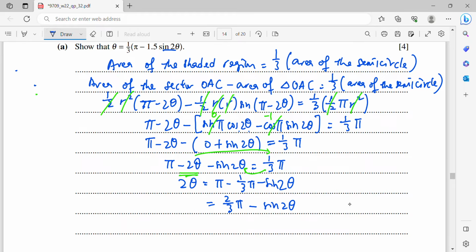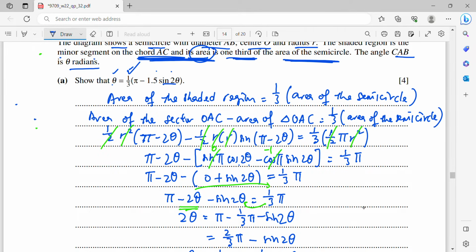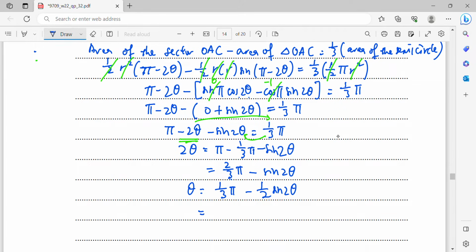Alright, so now I need to get the theta because the question says theta. So I move down the 2. When I move down the 2, 2/3 pi divided by 2 is basically 1/3 pi. Then the second term is 1/2 sine 2 theta. But when you look at the question here, we need to factorize 1/3 from all the terms. Therefore, I need to factorize 1/3 from the right hand side. I will be getting pi. Here is going to be 3/2 sine 2 theta because you factorize 1/3.